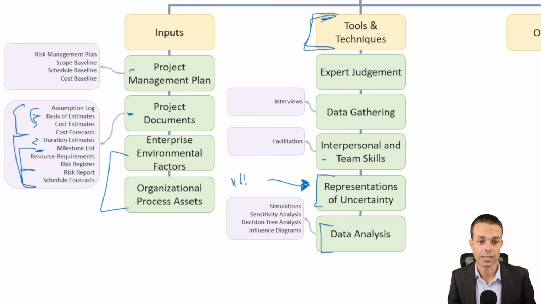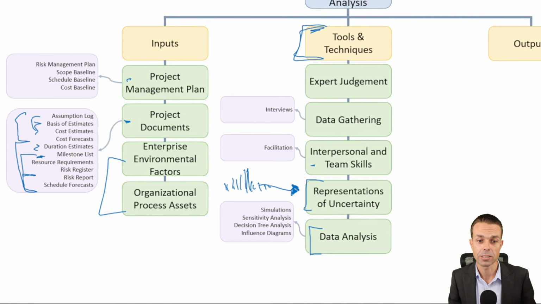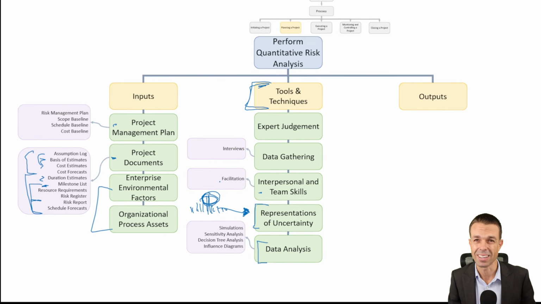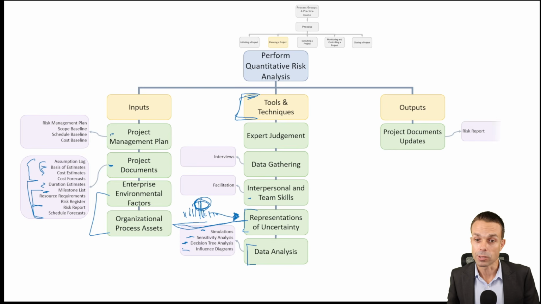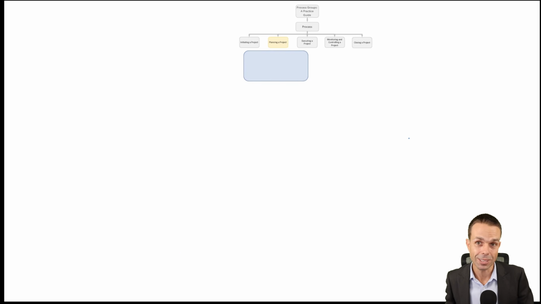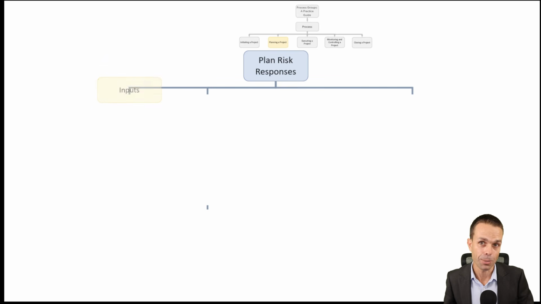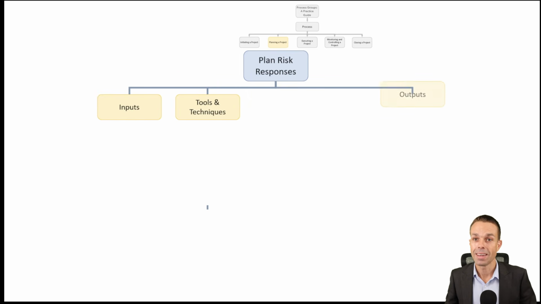So now we see where the majority of the risks are coming from in this area here, just as one example. Outputs, the project documents updates. We're going to need to update our risk report as we send that out on a regular basis to our stakeholders. Now, once we've got all of that information with risk, we can plan the risk responses.